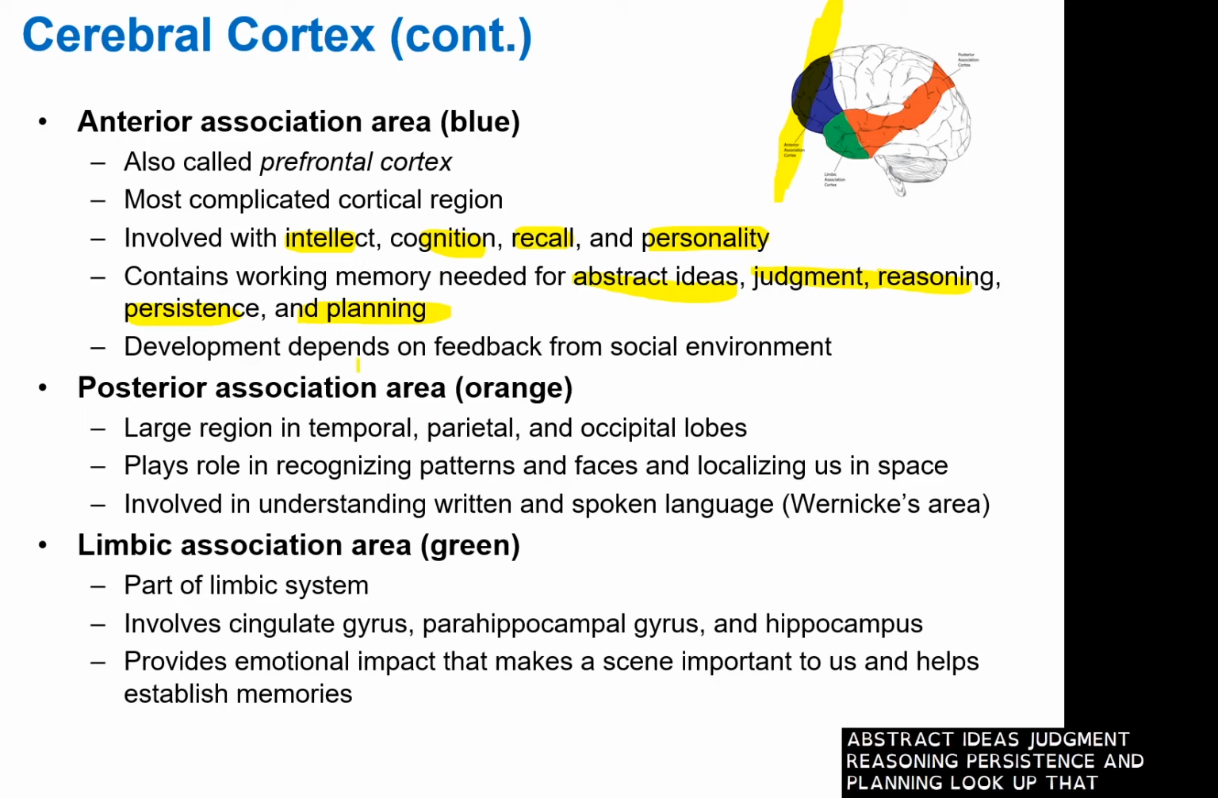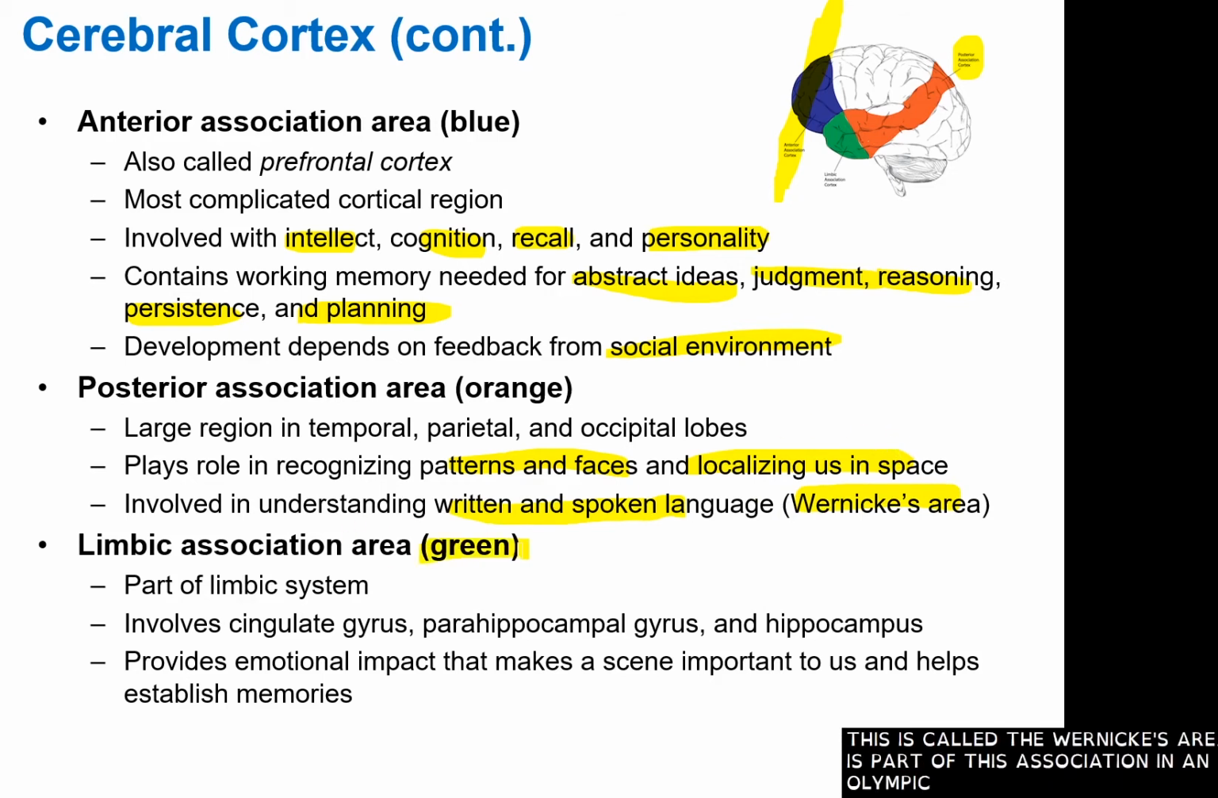This development requires feedback from the social environment. And then the orange area here, or the posterior area, plays a role in recognizing patterns and faces and localizing us in space. So written and spoken language, so being able to read and whatnot. This is called Wernicke's area, as part of this association.